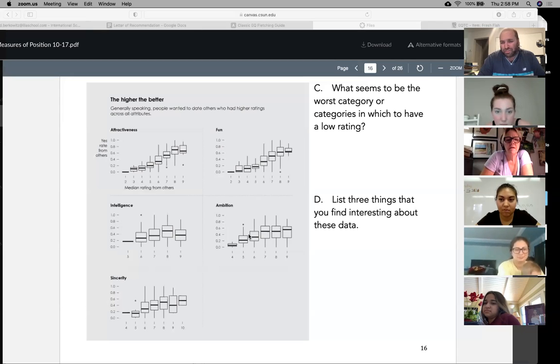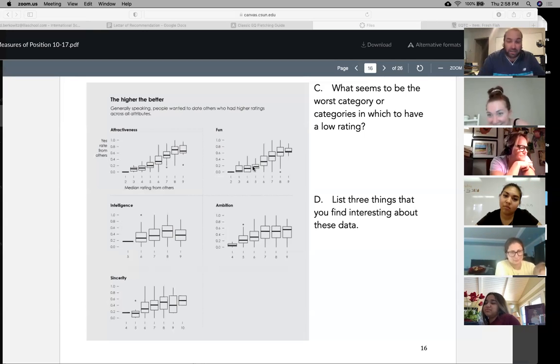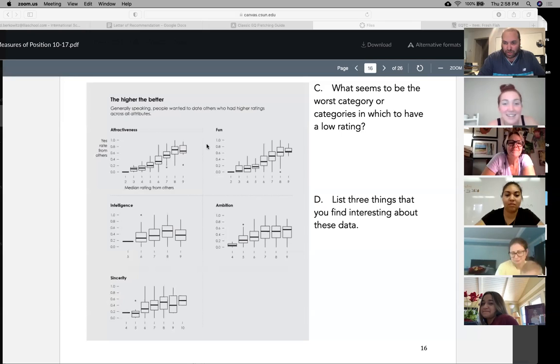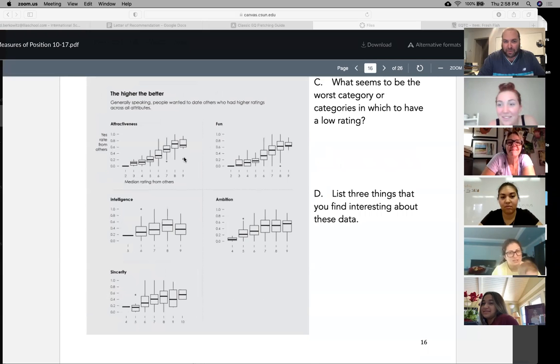Okay. Ambition. If you have no ambition, yeah, okay, this guy's a loser or whatever. But once you have a certain amount of ambition, it kind of stabilizes, right? How much fun you are stays basically the same in the beginning and then shoots up. And sincerity, okay, if you're low on sincerity, you still have people who want to go out with you. But you can really tell from this one that it has the most dramatic increase across the board, right?